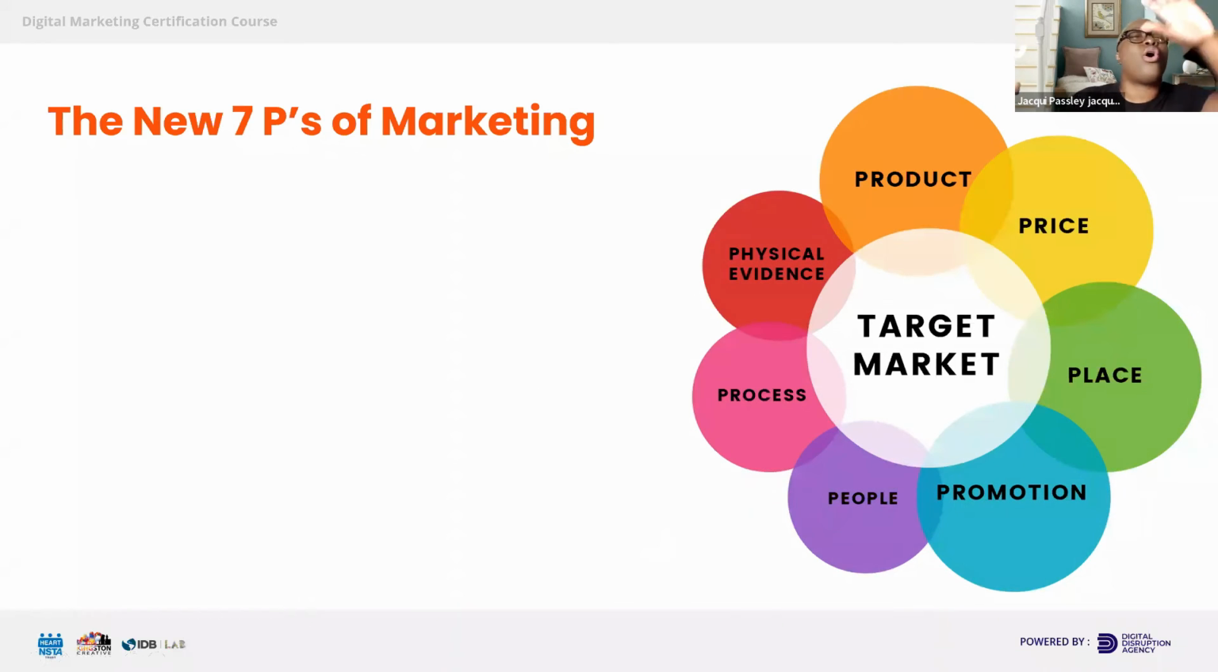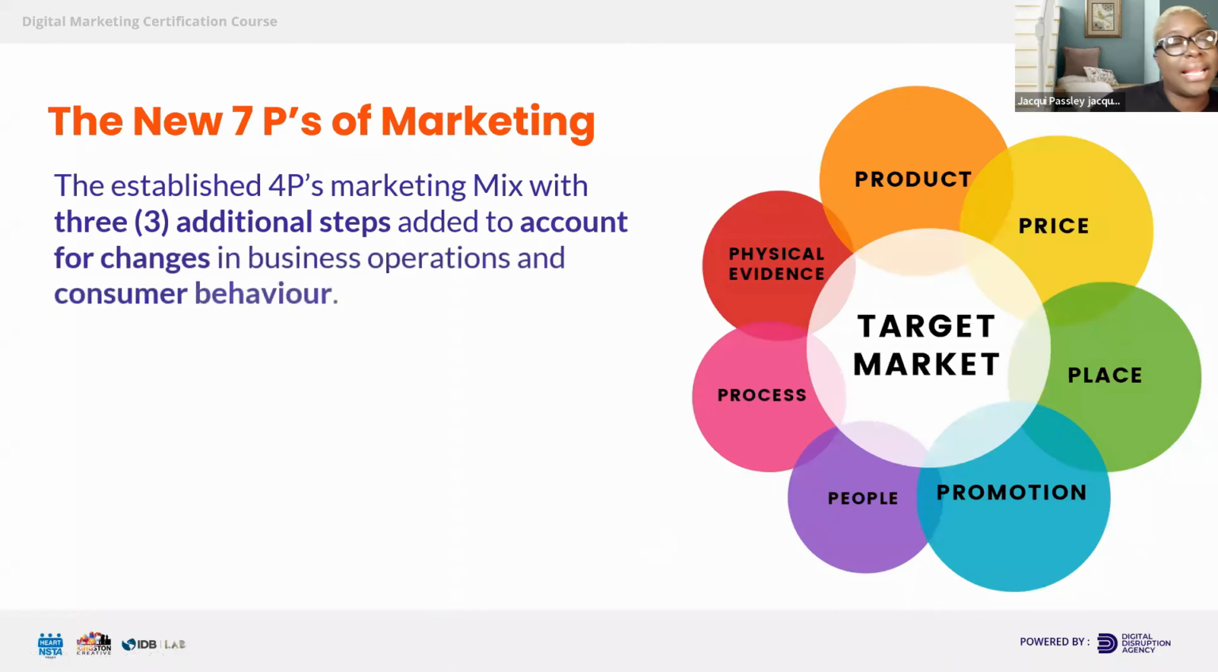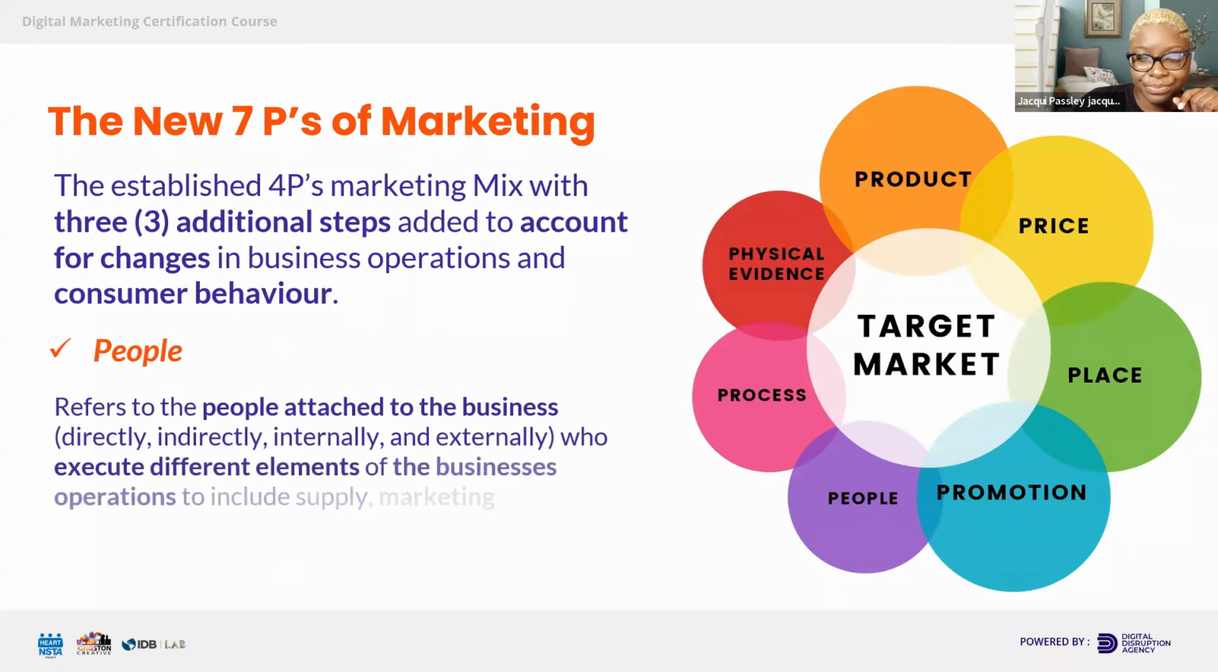But that was the old 4 P's. There's the new 7 P's of marketing. There are 3 additional elements to this marketing mix, and they're added to account for changes in business operations and consumer behavior brought on by the advancement of technology, right? And the first one is people.